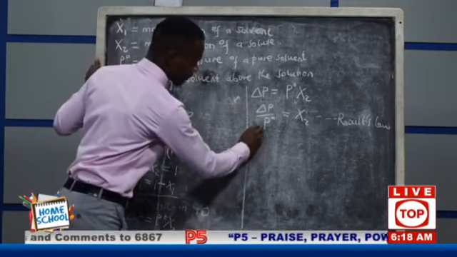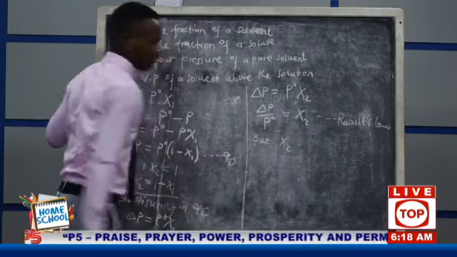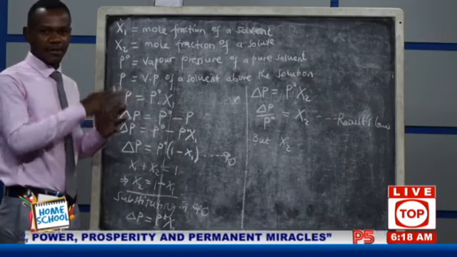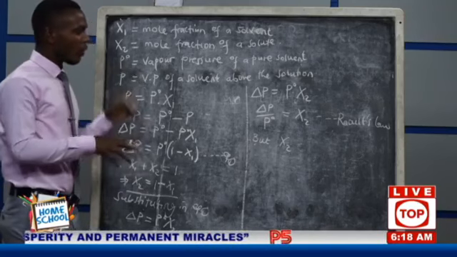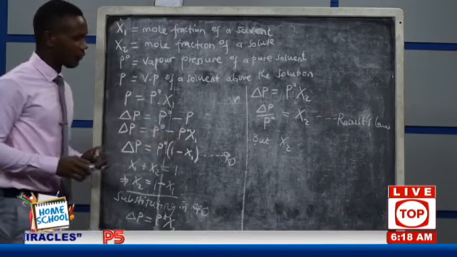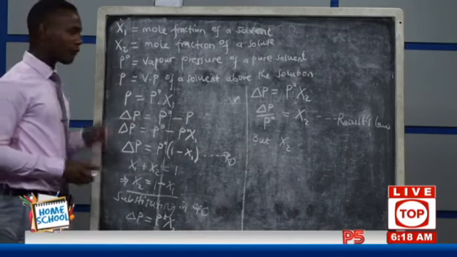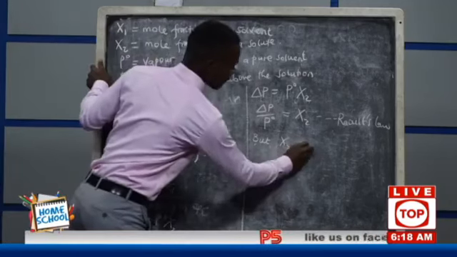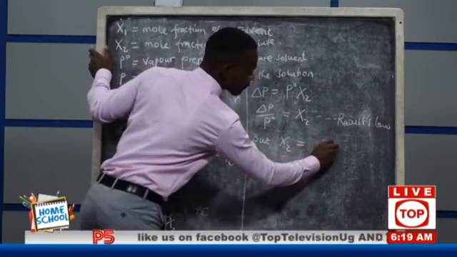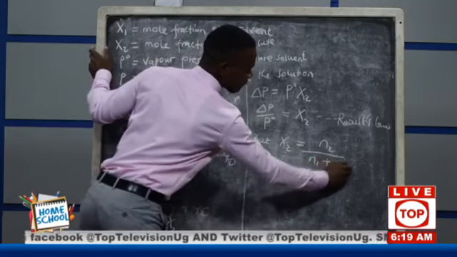But x2, how can we get the mole fraction? Mole fraction means the number of moles of that particle divided by the total number of moles. So the mole fraction of the solute will be equal to the number of moles of the solute divided by the total number of moles.